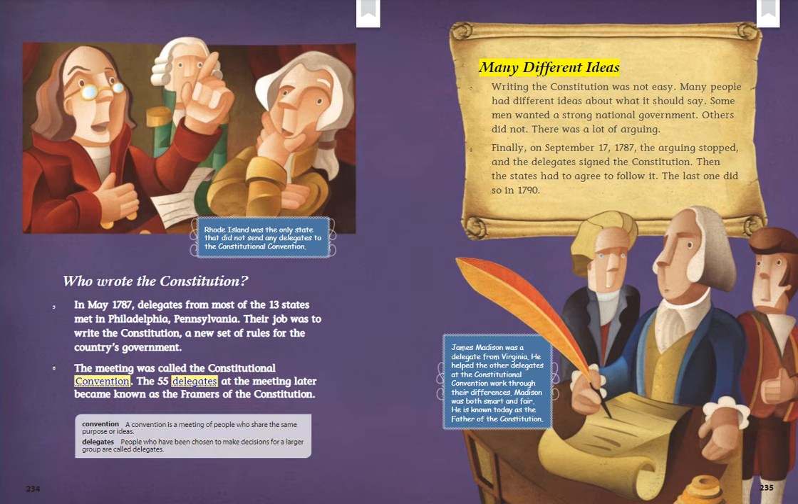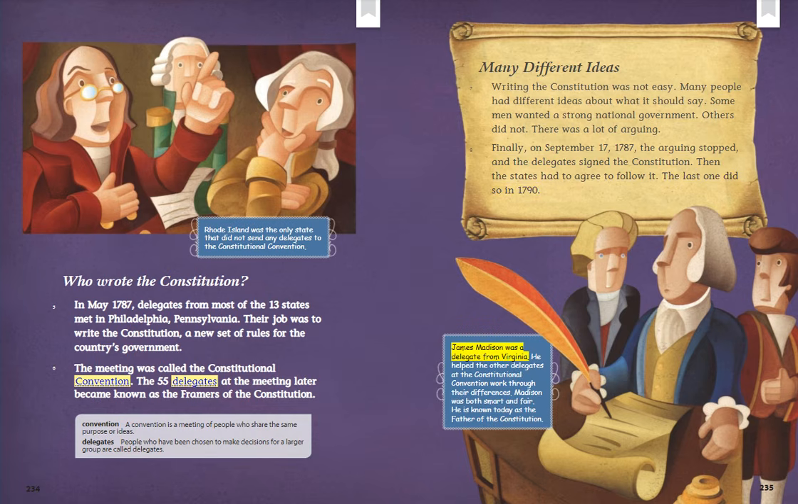Many different ideas. Writing the Constitution was not easy. Many people had different ideas about what it should say. Some men wanted a strong national government. Others did not. There was a lot of arguing. Finally, on September 17, 1787, the arguing stopped and the delegates signed the Constitution. Then the states had to agree to follow it. The last one did so in 1790.